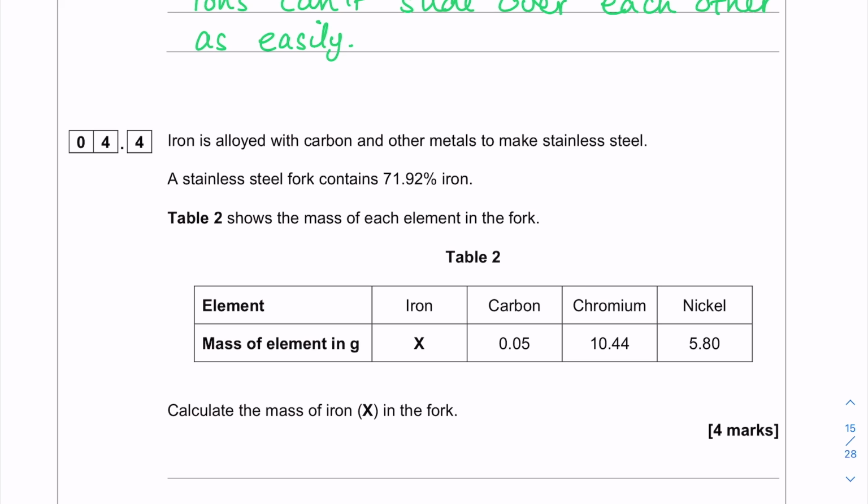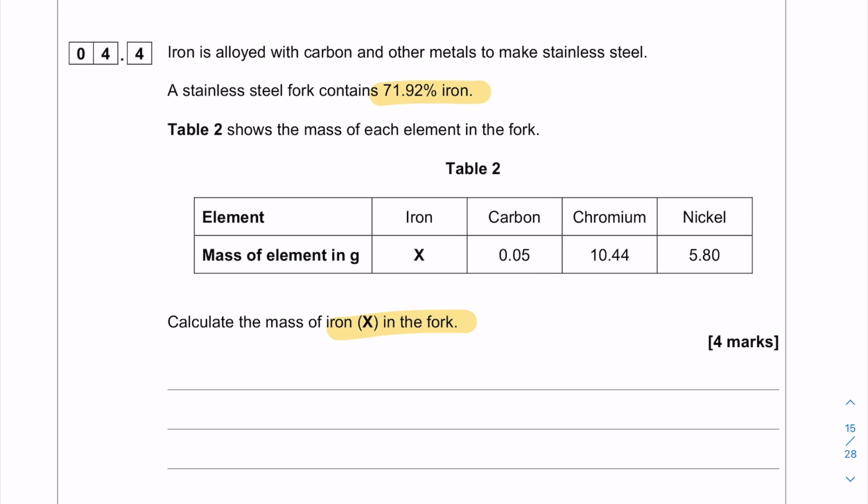Iron is alloyed with carbon and other metals to make stainless steel. A stainless steel fork contains 71.92% iron. Table 2 shows the mass of each element in the fork. Calculate the mass of iron, X, in the fork. Let's first of all add up all of these. So that's 16.29 grams, and that accounts for, let's do 100 minus 71.92.